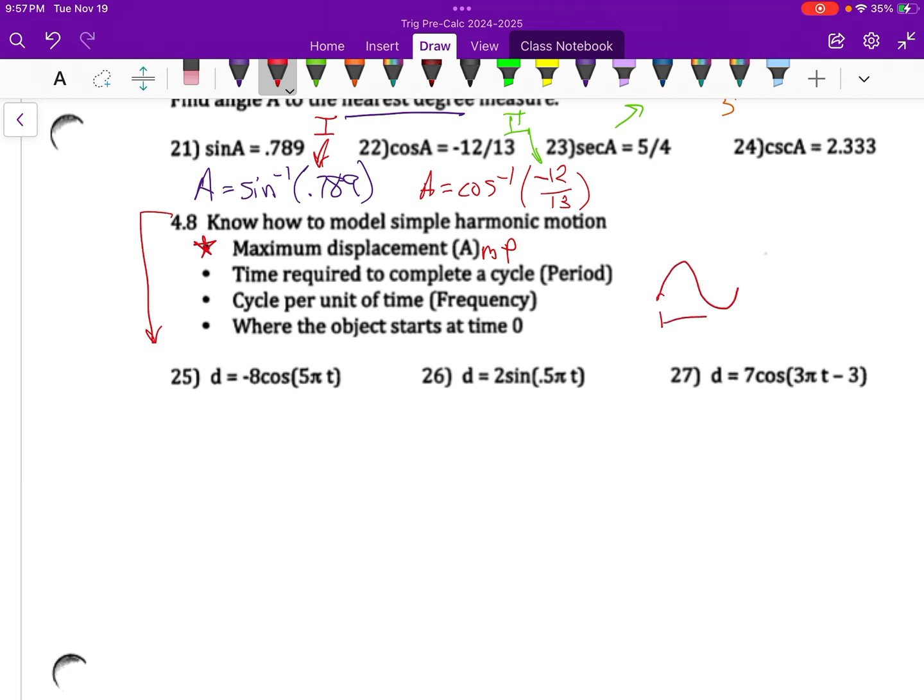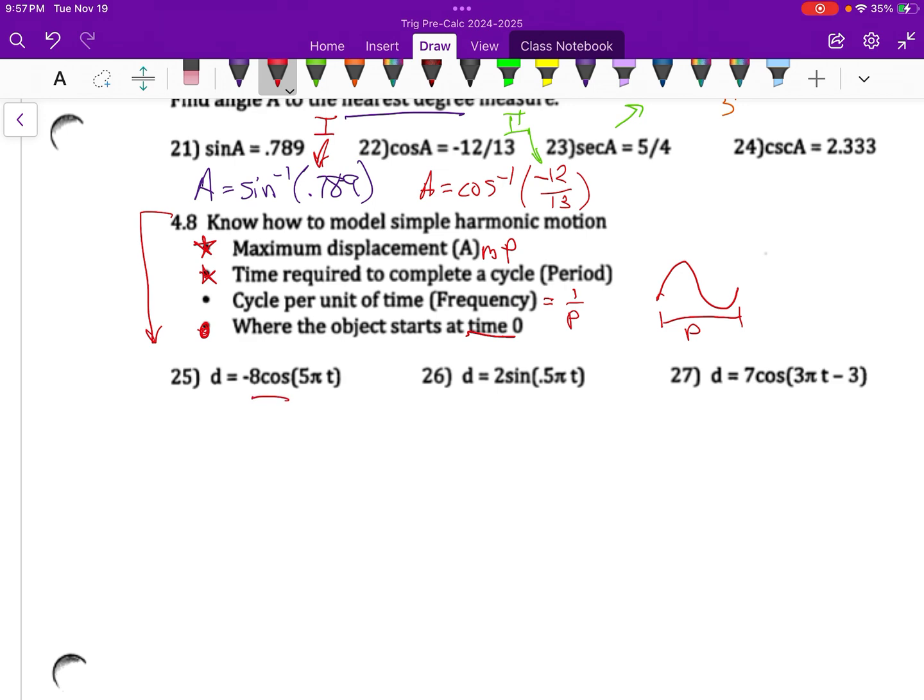Say it was a sine wave. Like this. This distance is called the period, all right? Same deal, time required for it to do one cycle. For the cycles per unit of time, that is your frequency, which is 1 divided by the period. And then where does the object start? Now, if it starts at time 0, if it starts high, it's a cosine wave. If it starts at the origin, it's a sine wave.